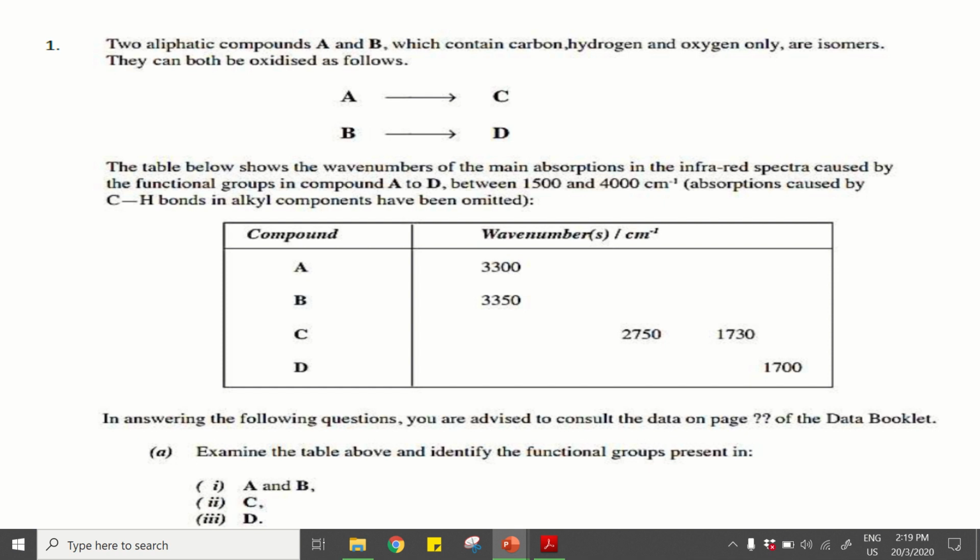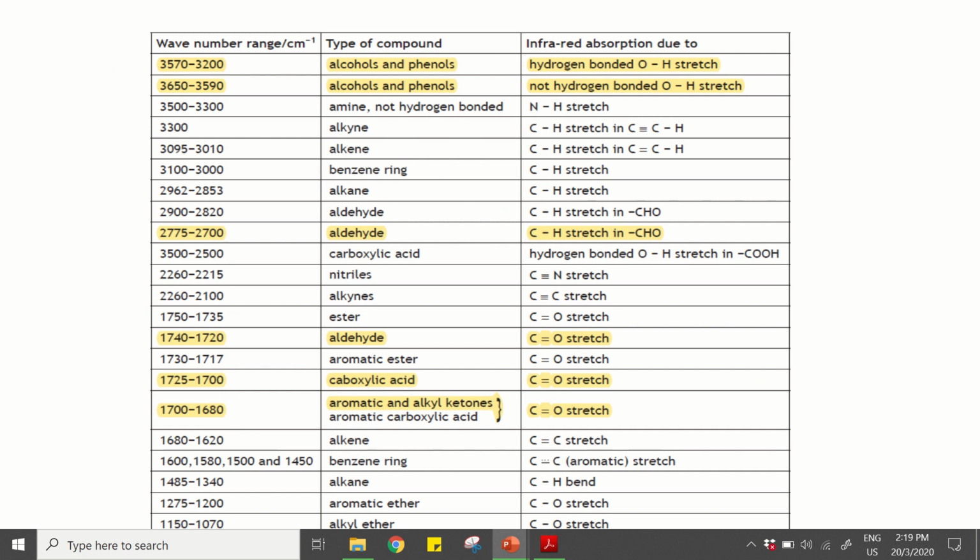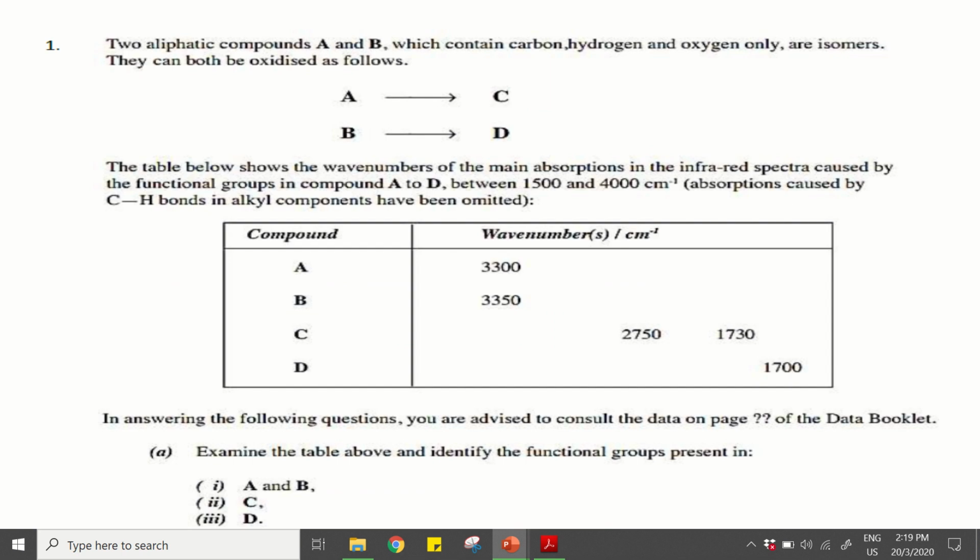Now, as we can see from the tables, A has a wave number of 3,300 absorptions. B has also around the same, 3,350. Now let's check the data booklet. 3,300, 3,350. Okay, the absorptions at this range are due to which functional groups? So we can see the absorptions are due to either alcohol or a phenol, okay, due to the OH stretch. So from here we can see A and B both contain OH or a phenol.